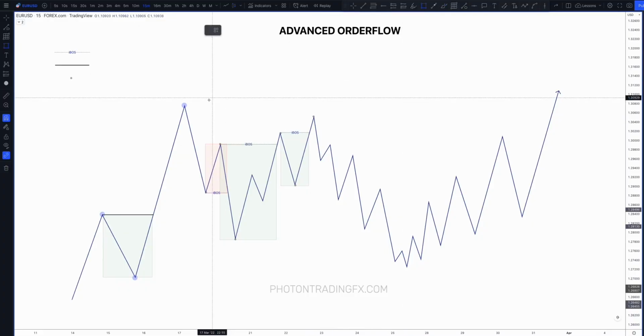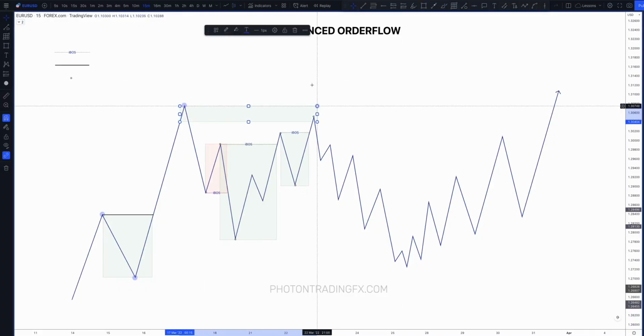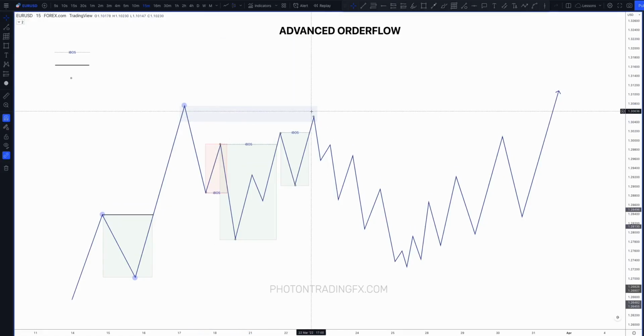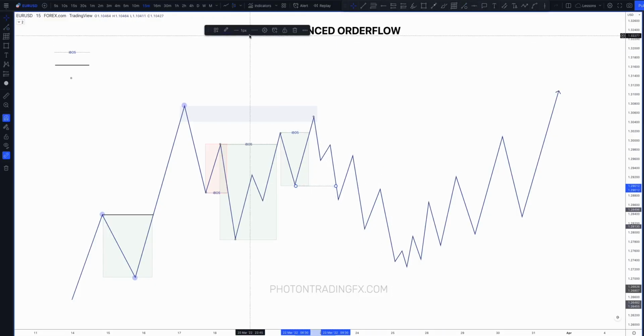But as we can see, price probably mitigates some supply within here, right? From that weak swing high, sometimes that can happen. It can play out. And then what happens? Instead of price continuing to form an internal high low, we get a bearish internal breaker structure.